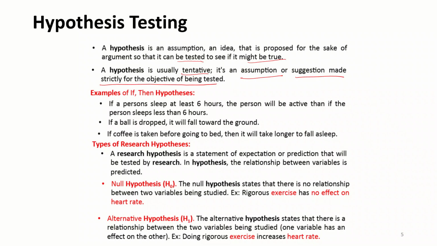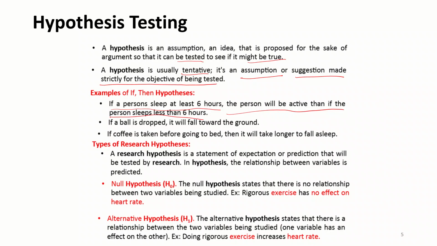Some examples of if-then research hypotheses: if a person sleeps at least 6 hours, the person will be more active than if the person sleeps less than 6 hours. This is just a hypothesis. Another one is if a ball is dropped, it will fall towards the ground. Similarly, if coffee is taken before going to bed, then it will take longer to fall asleep.